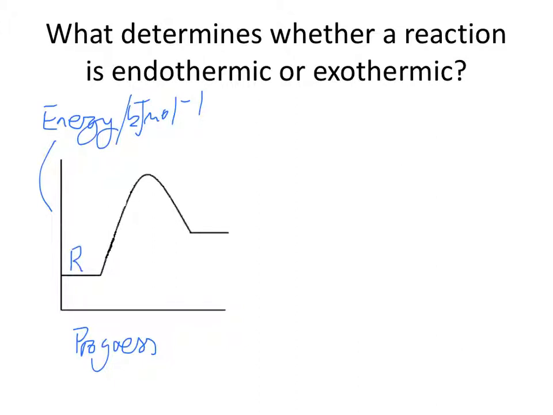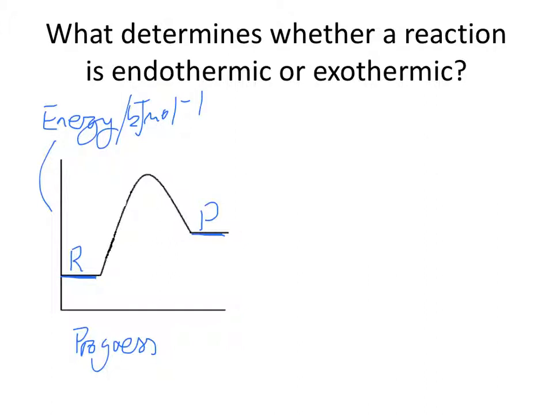If you're asked to do this in an exam, they'll probably give you a specific reaction, and you need to write the specific reactants on that line there. This level here is the products. Again, if you were given a specific reaction, you need to write the specific chemicals on that line there.